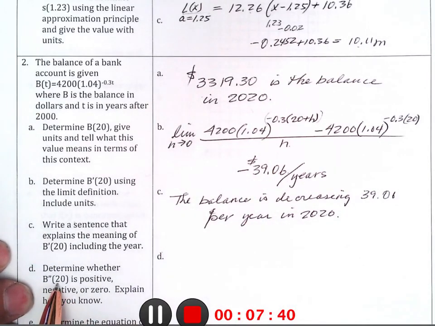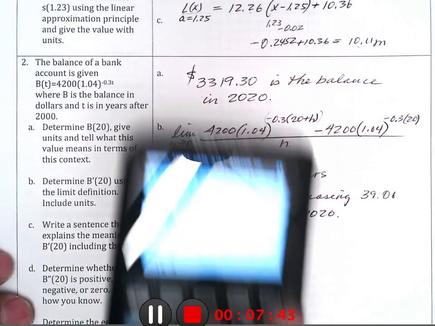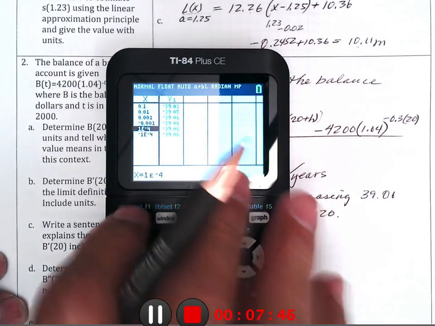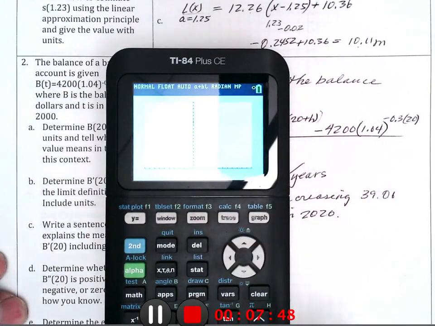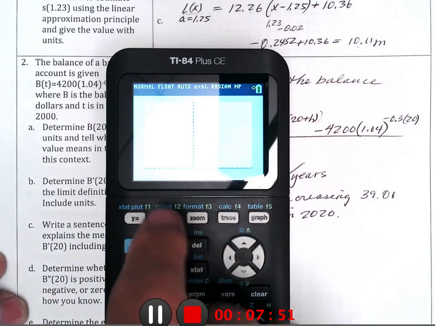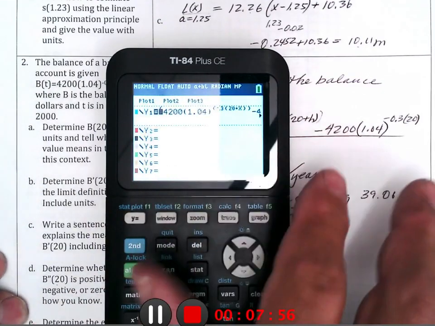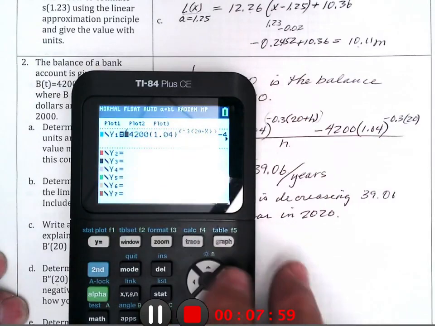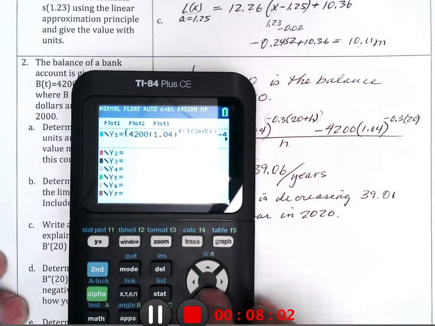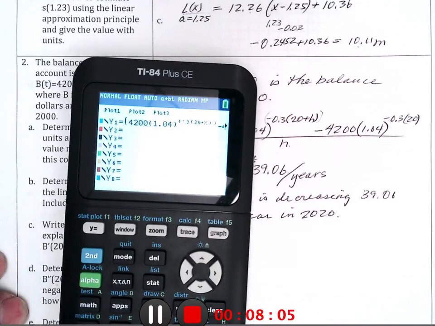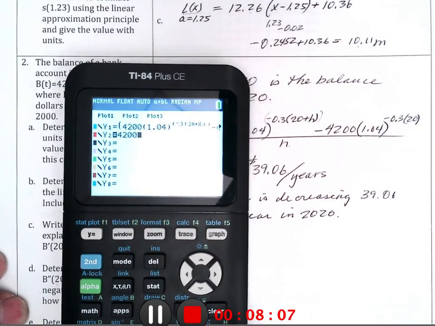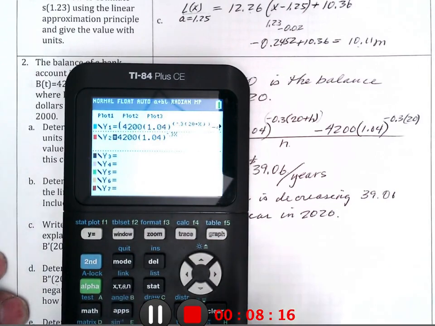Is B prime, double prime positive? Well, this is an exponential. So if I were to graph that equation, you can't see it there. I have to work on my window. So I'm going to go, it's in there. Oh no, that's the derivative. I need to put the equation in. So I'll turn that one off, come down here and turn on 4,200 parentheses 1.04 close parentheses to the negative 0.3x. If you were on a regular calculator, or the older calculator, you'd have to put all that in parentheses.